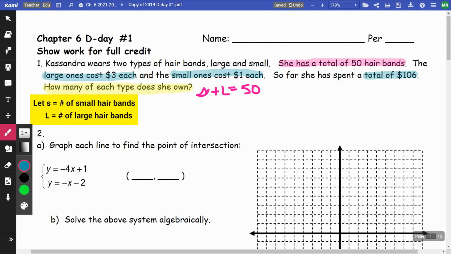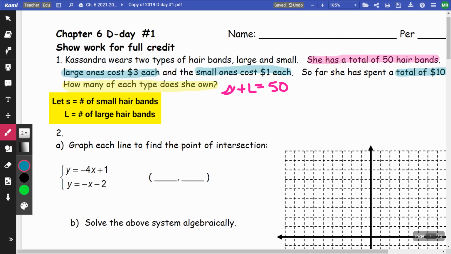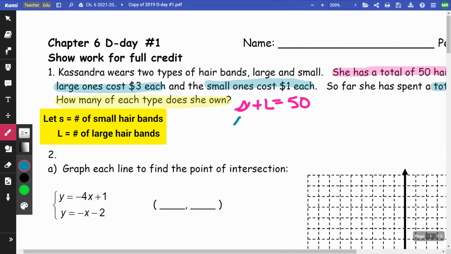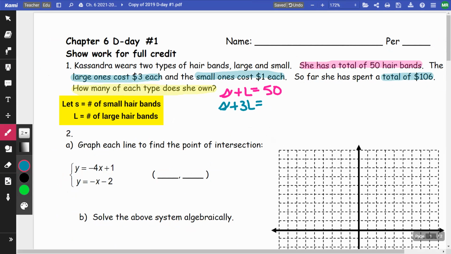Okay, so let me keep the same order I have originally. So I'm going to write the small ones first. So $1 times each S, or just S, plus $3 times each large, so 3L, is equal to 106.